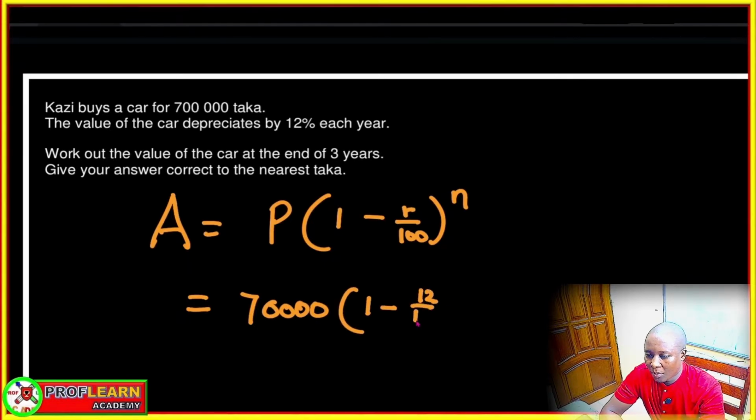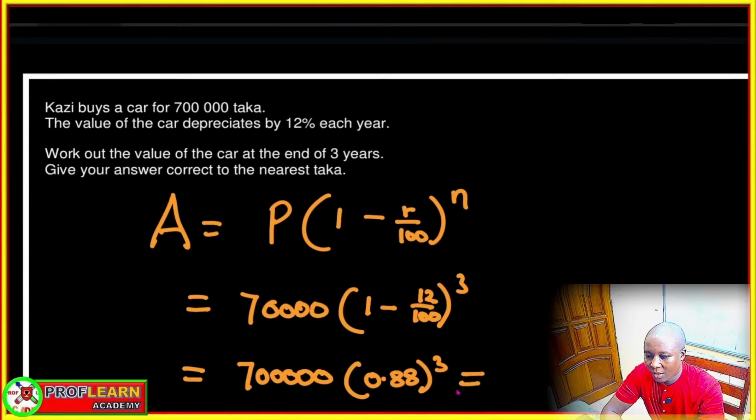And this is going to be 1 minus 12 over 100 raised to power 3 because we are told of 3 years. Then we can simplify what is inside the bracket, and then we shall work out. We're going to get our final answer. Let's put it in the calculator so that we can see what it's going to give us.